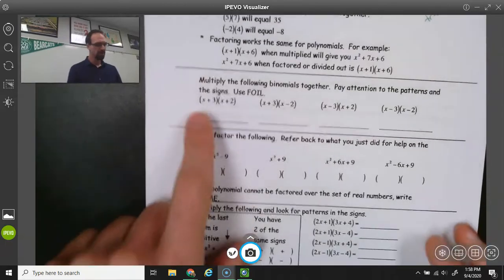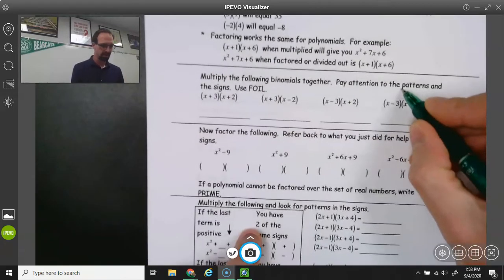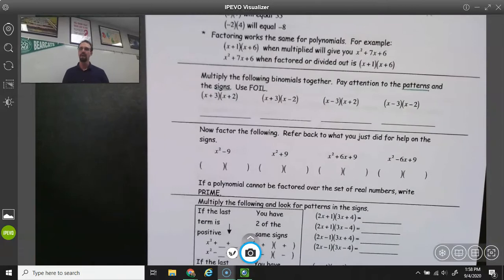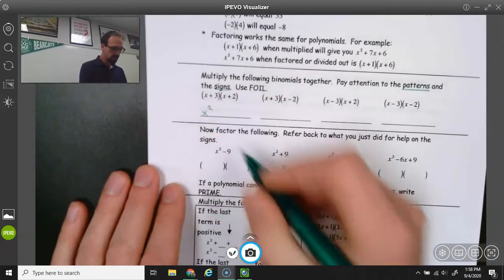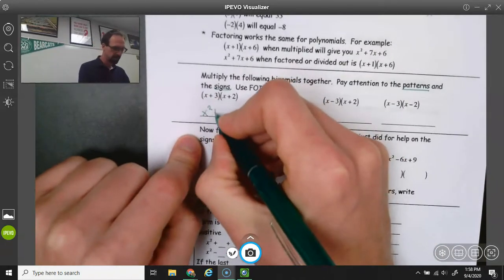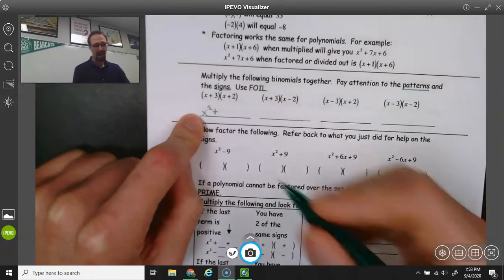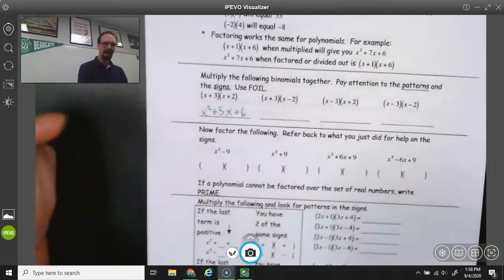This says multiply the following together, pay attention to the patterns and signs, use FOIL, use whatever you want. Really what I want you to focus on is the patterns and the signs. So if I multiply x plus 3 times x plus 2, I get x squared, and then plus, I know that this is going to be plus. We'll talk about that more here in a bit. And then I'm going to have 5x, and then plus 6.